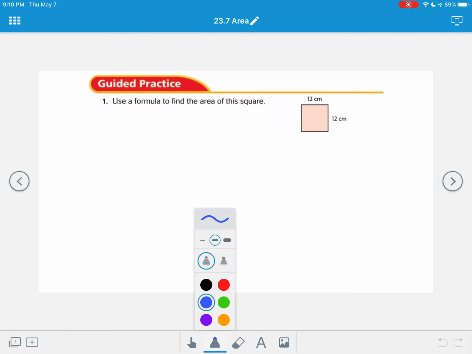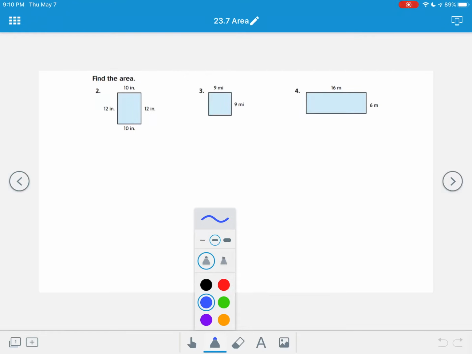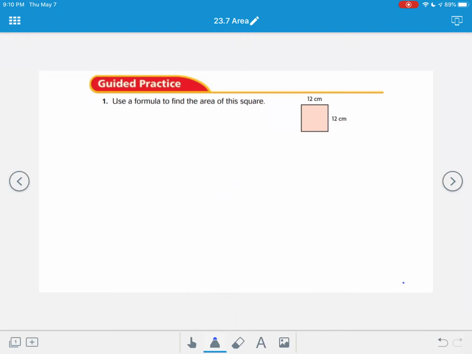All right, I'd like you to start practicing with me, and as we practice, I want you to remember that this formula that we're using only applies to rectangles and squares. So keep that in mind. This formula, area equals length times width, is only good for rectangles and squares. All right, let's get started.